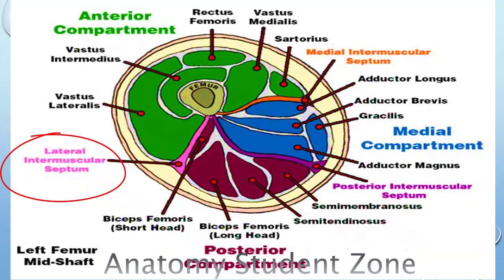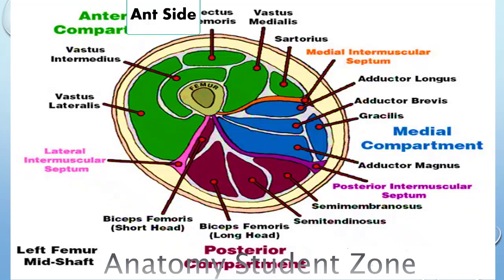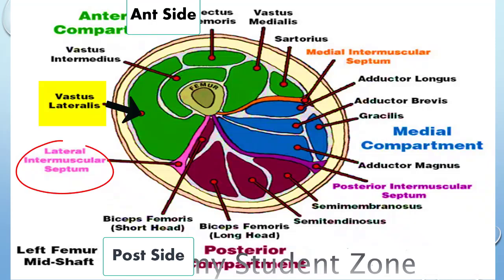I will tell you the details of the muscles of the anterior compartment later on in a short while. But remember here one muscle of the anterior thigh, that is the vastus lateralis muscle. This lies in front of this strong lateral intermuscular septum. As you can see here in this image, this is the anterior side, this is the posterior side, and the vastus lateralis is anterior to this lateral intermuscular septum.